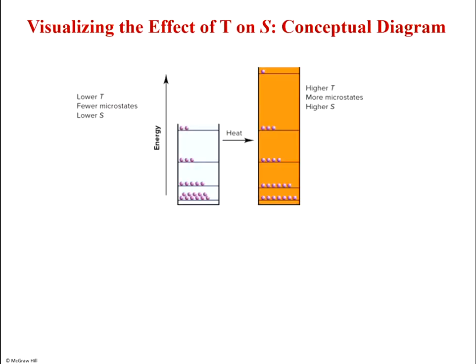Now we can visualize this going back to what we saw earlier with our microstate diagram. Here we have a system on the left-hand side, which is at lower temperature, and we have 4 available microstates. If we heat the system up, the microstates stay in the same locations. Their energies stay the same. We're not changing the system itself, but now we're increasing the available energy. There are more states available that the system can occupy. So we have a higher entropy.